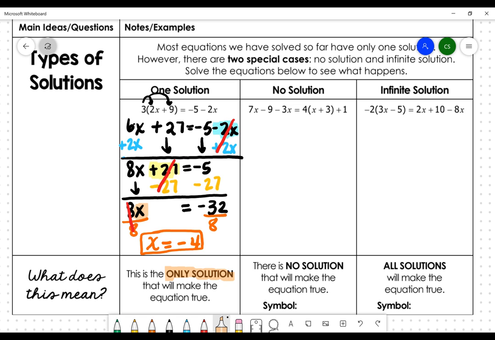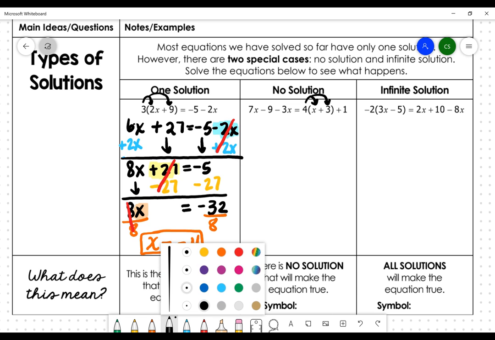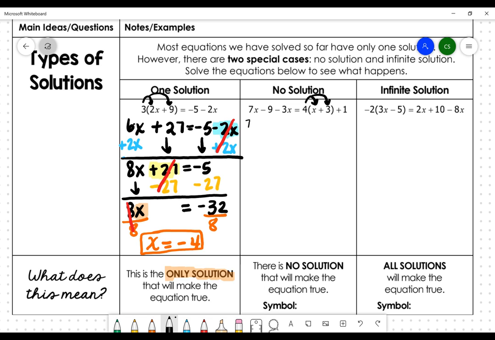Well, what about an example of no solution? I won't necessarily know it's no solution until I actually solve it. So 7x minus 9 minus 3x is equal to 4 times (x plus 3) plus 1. I need to distribute. So 7x minus 9 minus 3x is equal to 4 times x and 4 times 3.